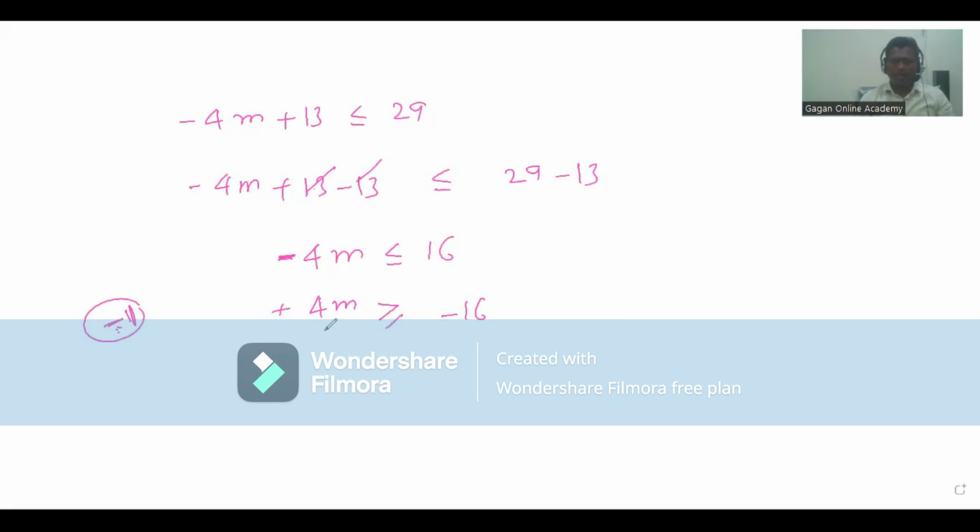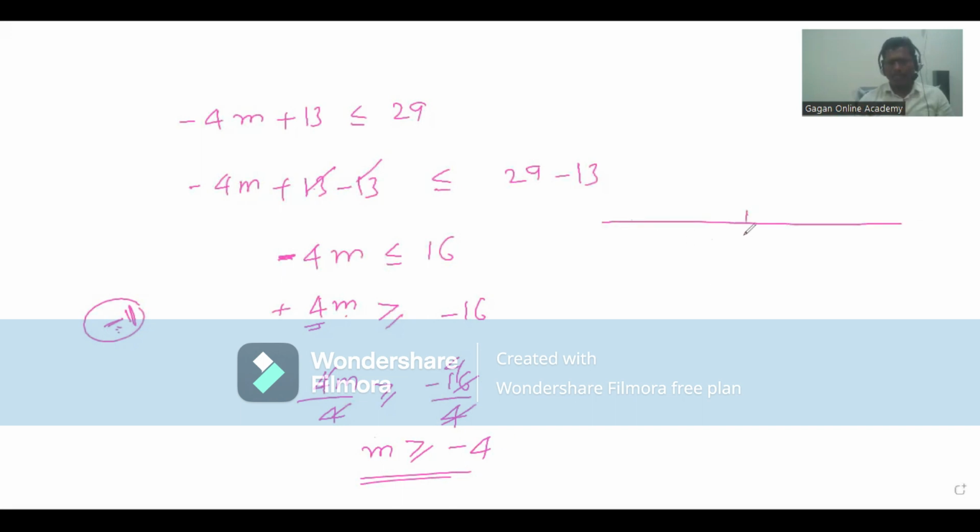Then now here before m we have 4. To eliminate this 4, again we have to divide by 4. So now I am dividing this entire inequality by 4. So 4m by 4. 4 is a positive quantity, so no need of changing the inequality symbol. 4 and 4 get cancelled. m greater than or equal to minus 4, 4 ones, 4 fours. So m greater than or equal to minus 4.